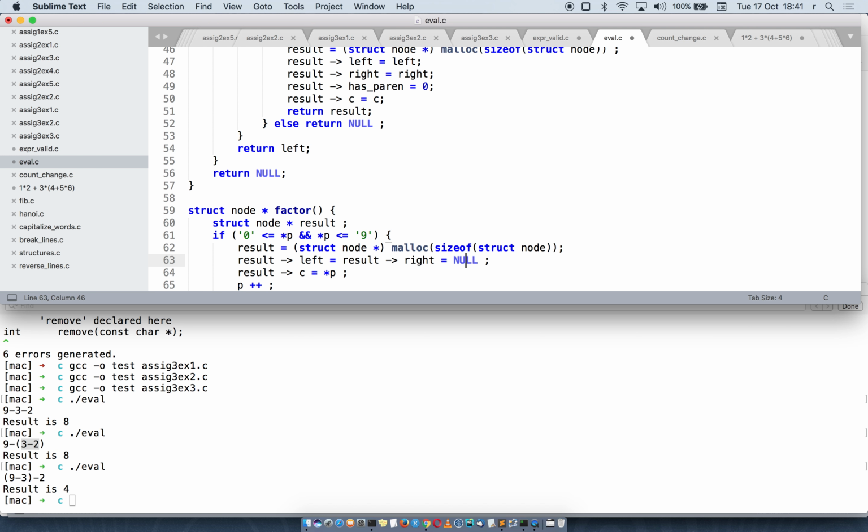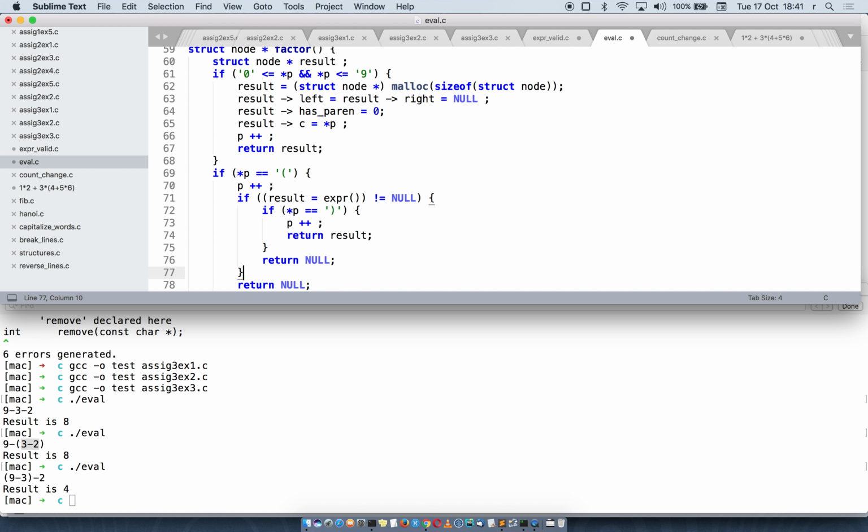Right? Here, the same thing. Okay? And the interesting thing is, what do we do with this result? This result has already been built. There's a has paren flag inside here, right? There is a result arrow has paren, which is probably 0, right? But now we know that there are brackets around this expression. So indeed, we do return the same result, but we know that this result is coming from within brackets.